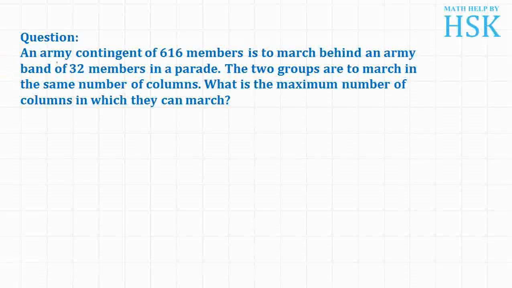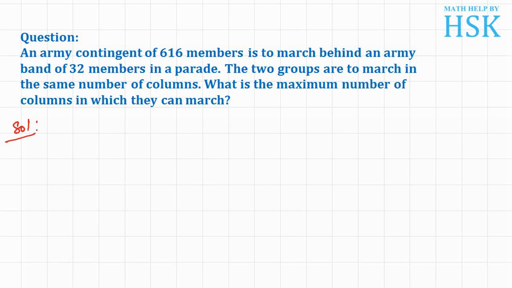The question is like this: an army contingent of 616 members is to march behind an army band of 32 members in a parade. The two groups are to march in the same number of columns. What is the maximum number of columns in which they can march? Okay, so let's start solving the question.